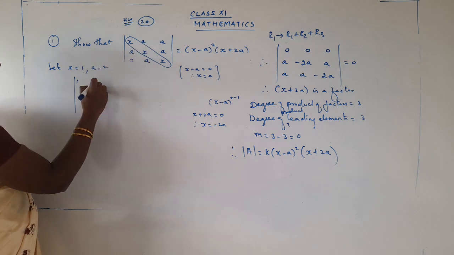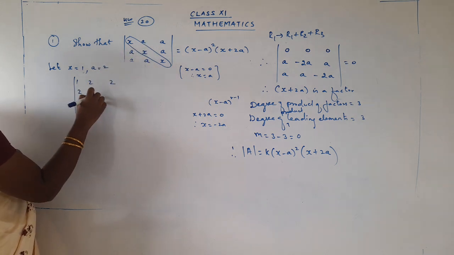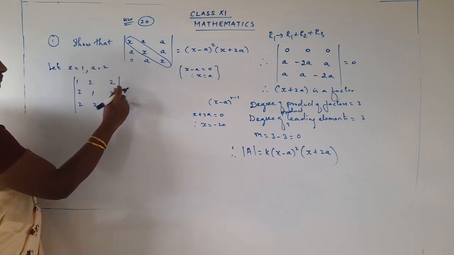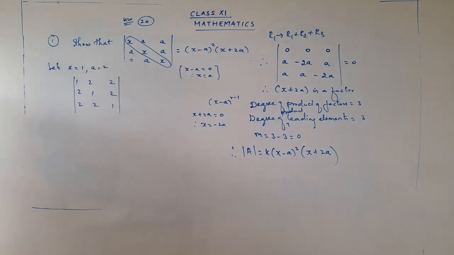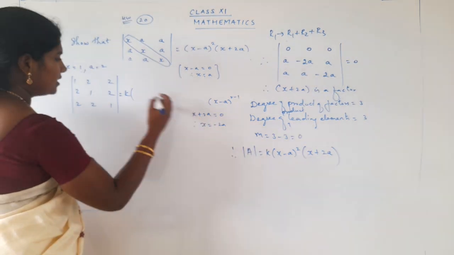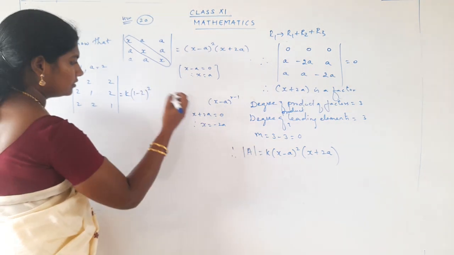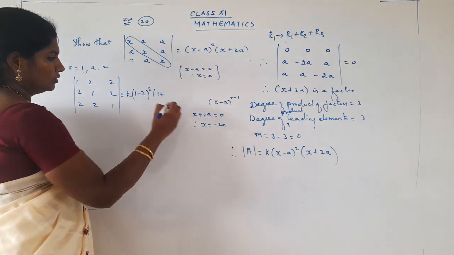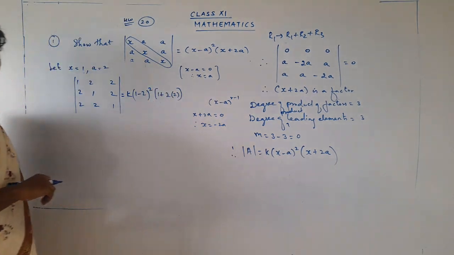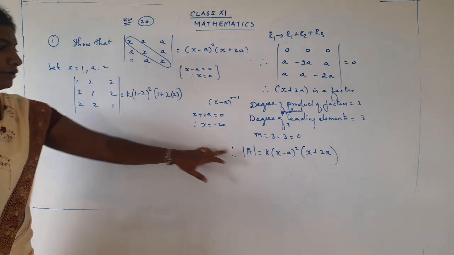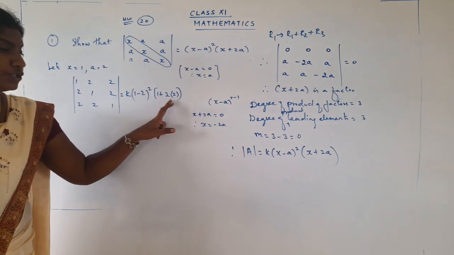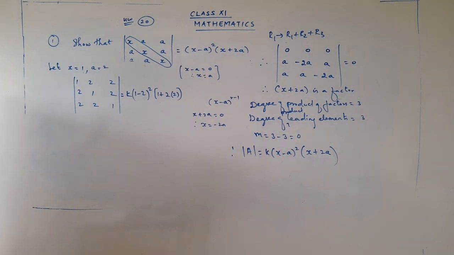So I will just change here 1, 2, 2, 2, 1, 2, 2, 2, 1. This is equal to k into 1 minus 2 the whole square, 1 plus 2 into 2. Okay, I just substituted the values in the determinant, and I have taken k, 1 minus 2 square, 1 plus 2 into 2. Now we are just going to expand this further.